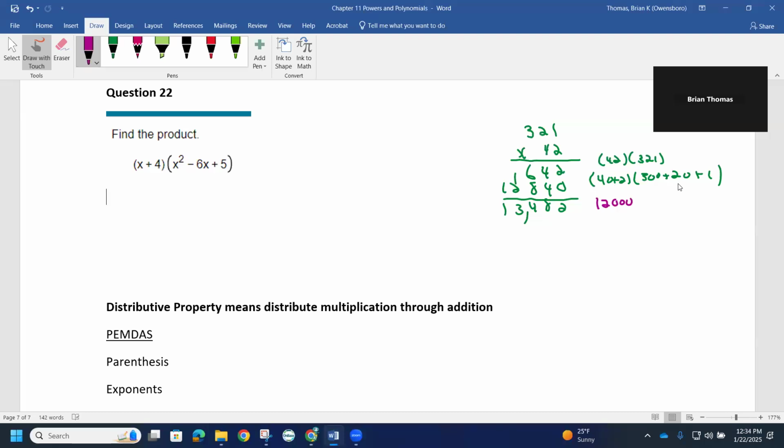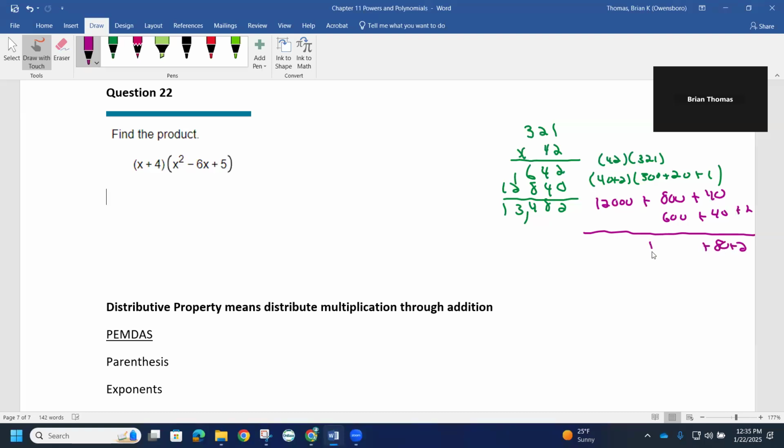40 times 20 would be 800. So it's 4 times 2, which is 8, two trailing zeros, 800. 40 times 1 would be 40. Then if I multiply the 2 through, 2 times 300 would be 600. And 2 times 20 would be 40. And 2 times 1 would be 2.